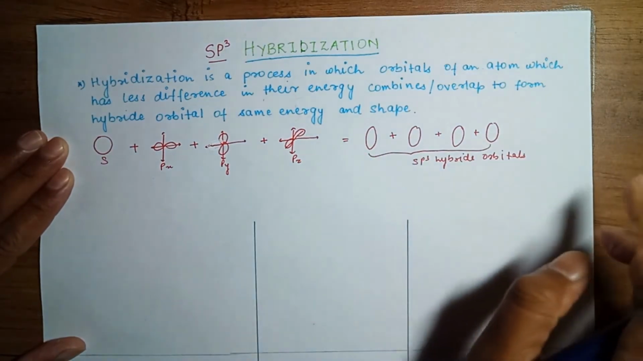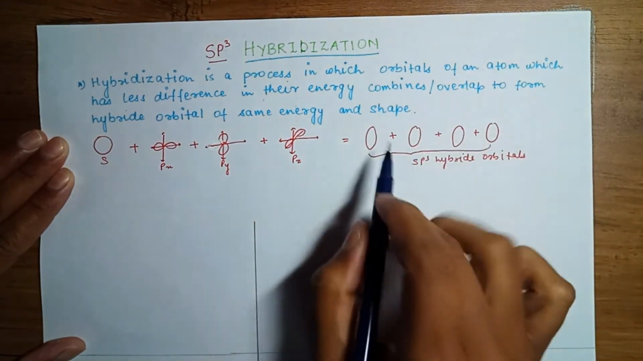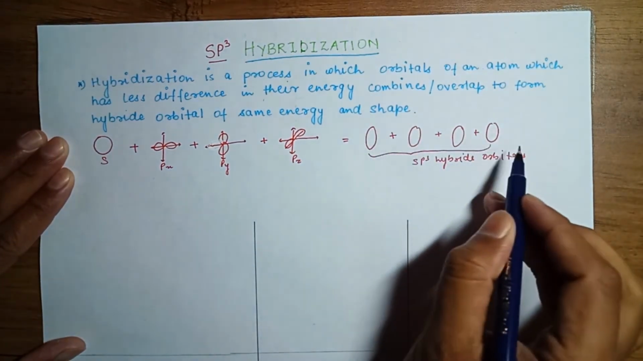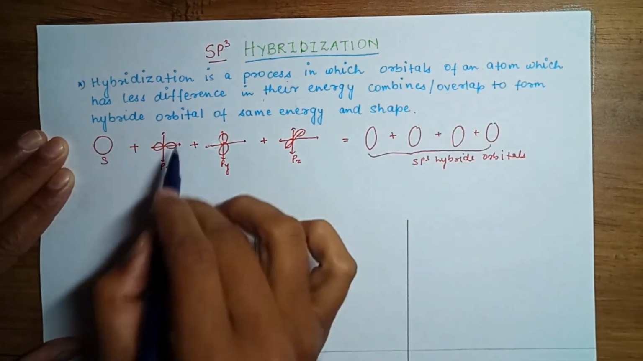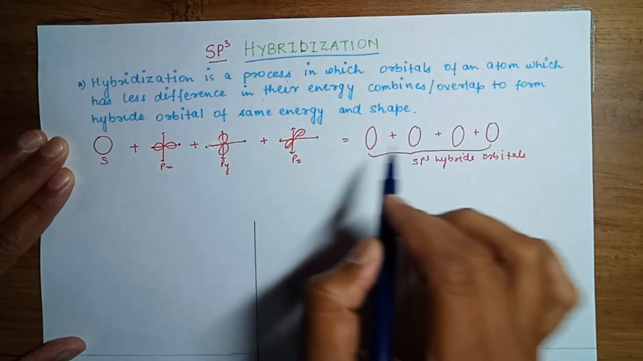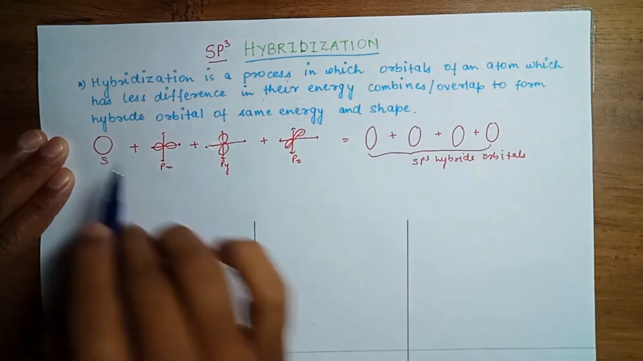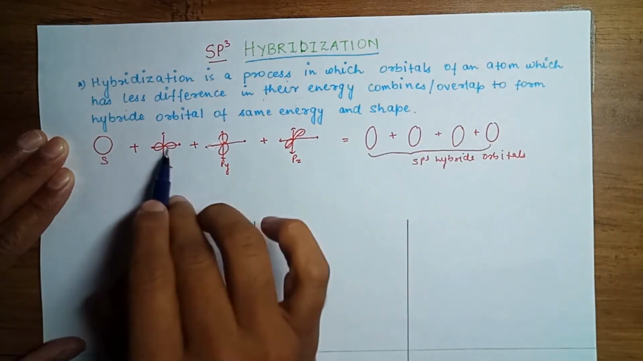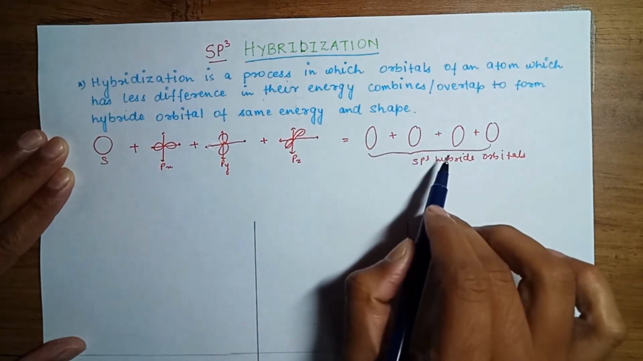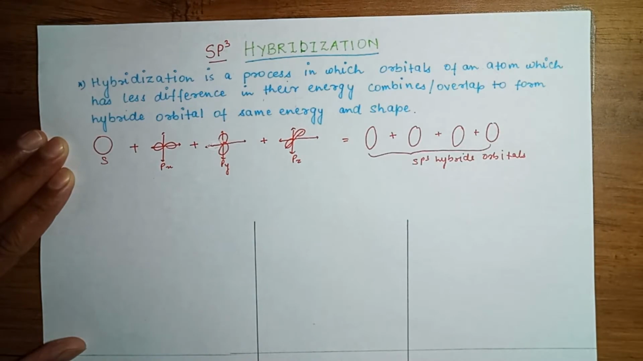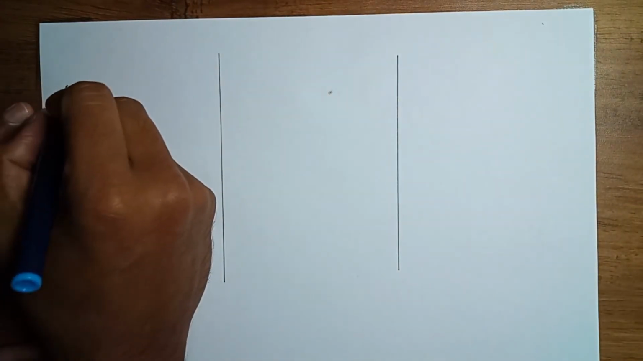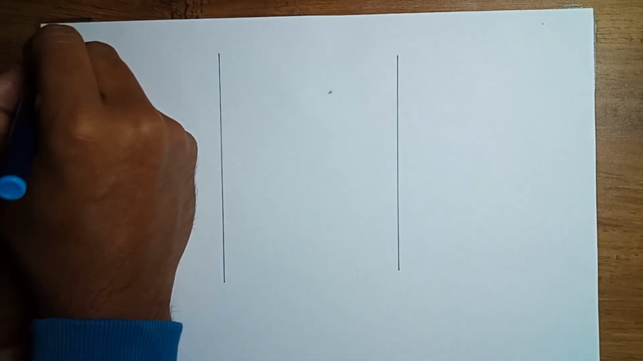I don't know the exact shape of sp3 hybrid orbitals, but I'm assuming that they are of similar shape and similar energy. The number of orbitals which are combining will be equal to the number of hybrid orbitals. So 4 orbitals are combining: 1, 2, 3, 4. So the number of hybrid orbitals obtained is 4: 1, 2, 3, 4.